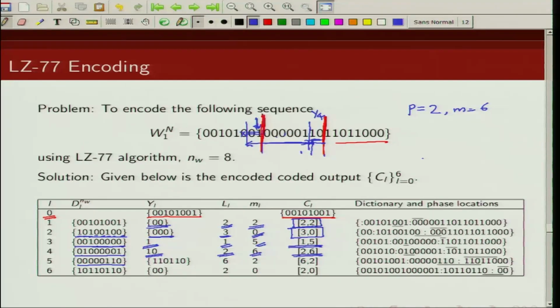Now we again follow the same procedure. Let's see the match. 1. Let's just clean up a little bit.